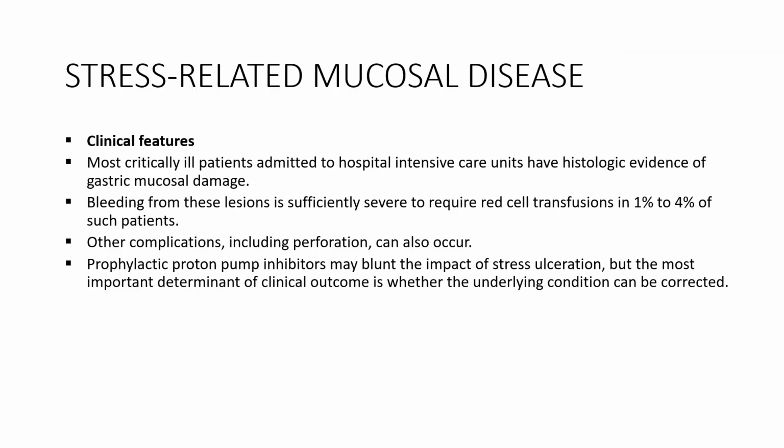Patients with stress-related mucosal disease may have histologic evidence of gastric mucosal damage. They may require red cell transfusion. They can get complications such as perforation. Use of prophylactic proton pump inhibitors may blunt the impact of stress ulceration.